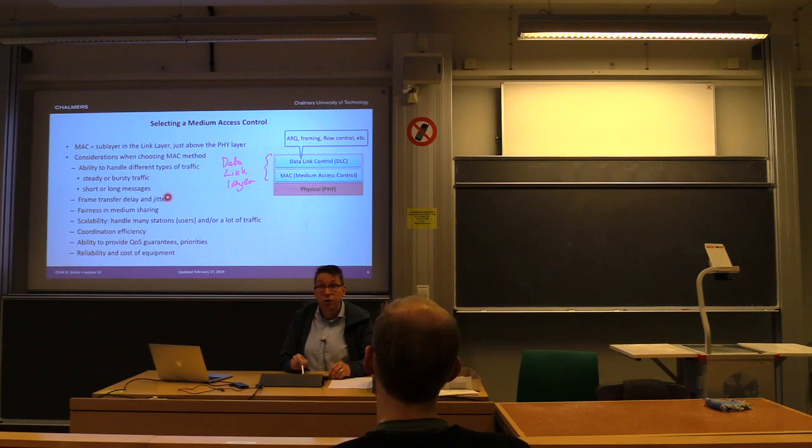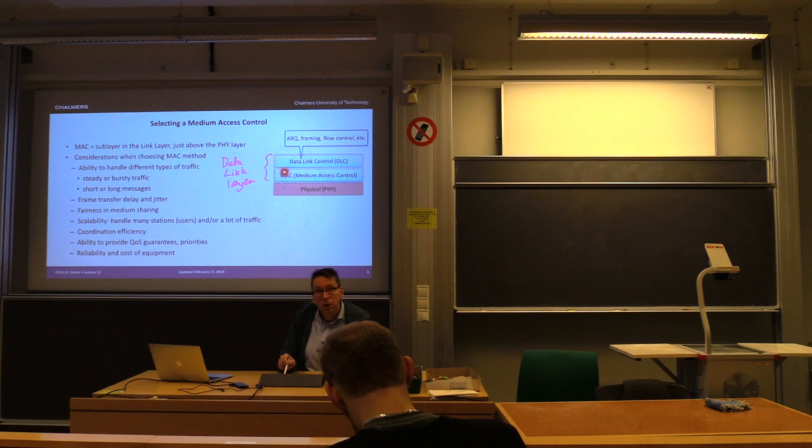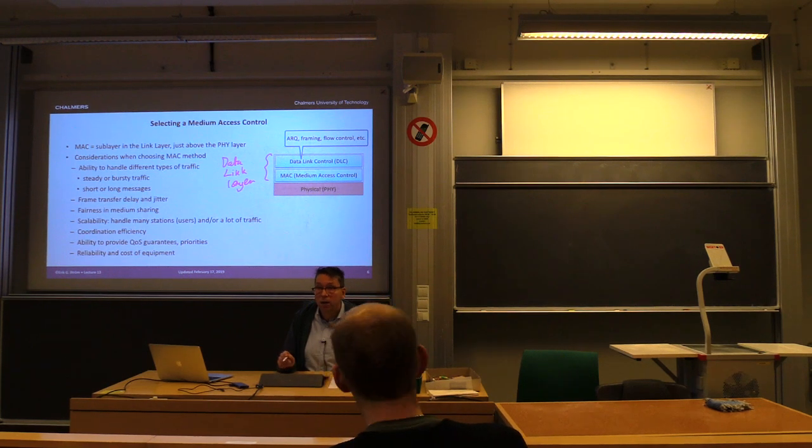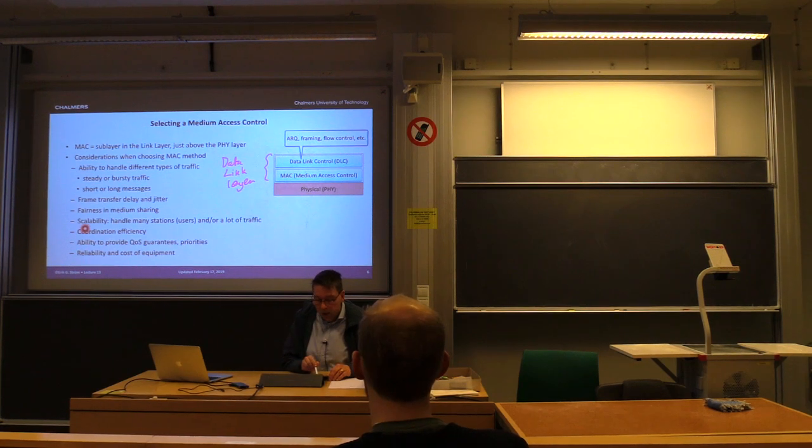Sometimes we're concerned about jitter. For instance, in process control, we want the delay through the MAC layer to not vary too much. It should be short, preferably, and then the variation around this short delay should be limited also. We also want fairness, meaning that if we have many transmitters, they should share the physical medium in a fair way, so everybody has a chance to communicate.